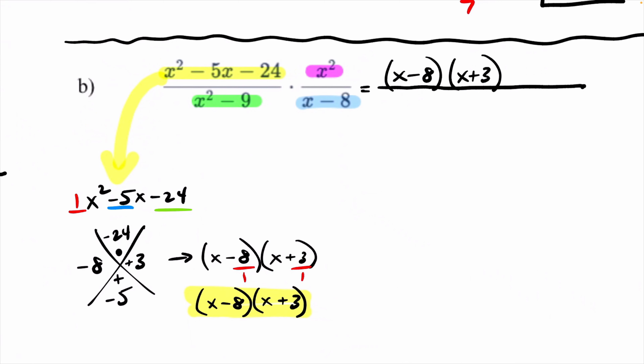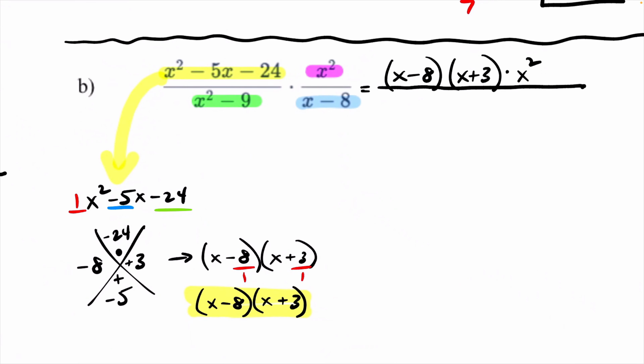Let's go right across because we multiply straight across, right? X squared, is that a monomial, binomial, or trinomial? Monomial. So monomials we don't reduce, we just rewrite. Don't need to reduce it, just rewrite it. Now we got the green. Let's go to the bottom now.